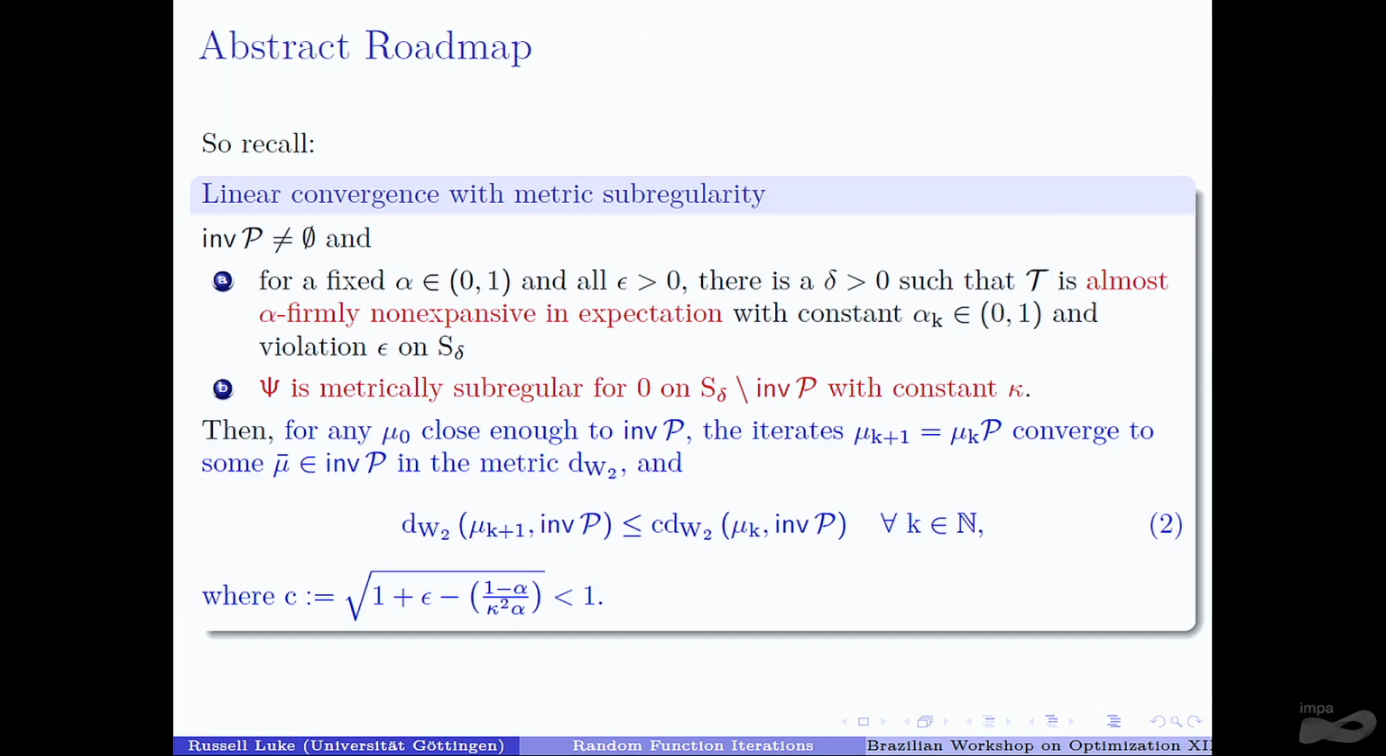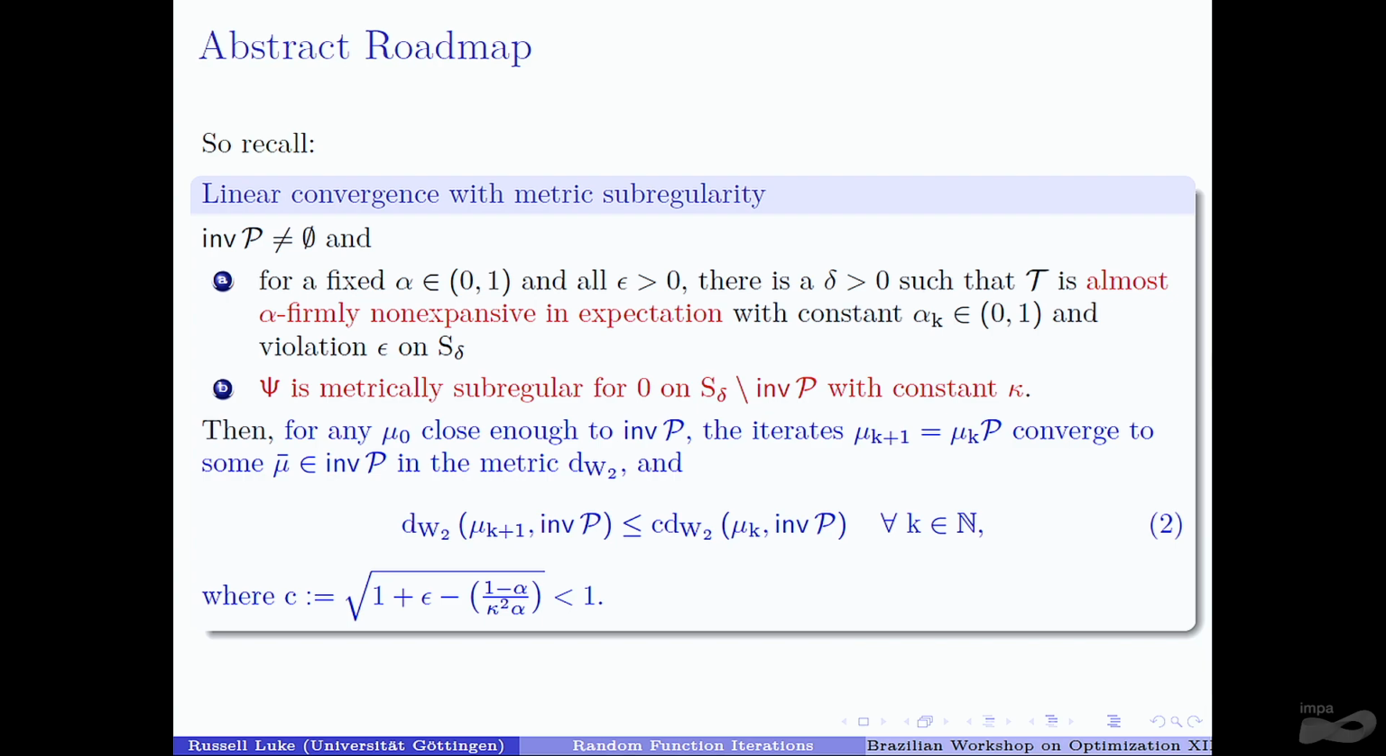Okay, so recall our abstract convergence result. So we're now working on the Markov operator. The Markov operator is an operator on the space of measures. So this is why I need to stay away from spaces with linear structure. And so now we've got an almost alpha firmly non-expansive in expectation mapping T with this violation on this ball around the set of stationary measures. And we've got metric subregularity of the residual, the thing that's sort of metrizing the residual for me. Then I have linear convergence with this rate, as long as this is less than one.